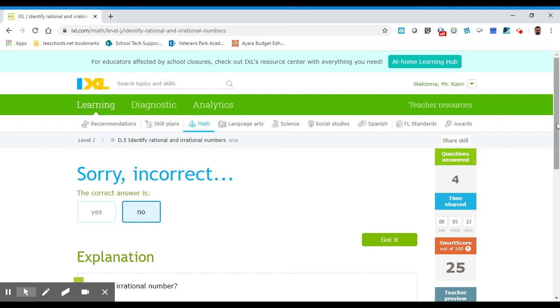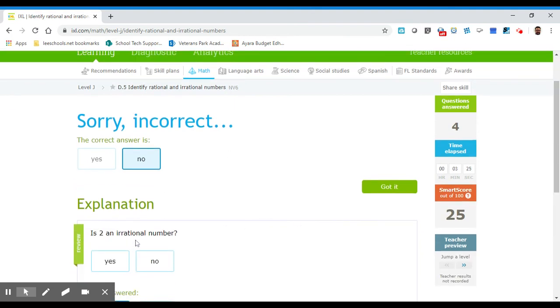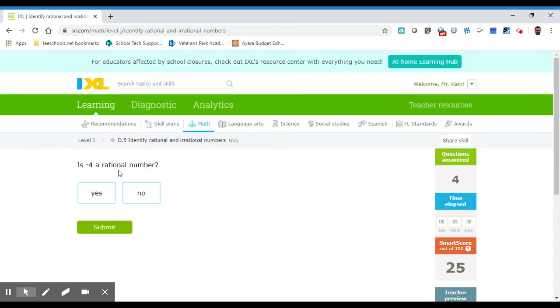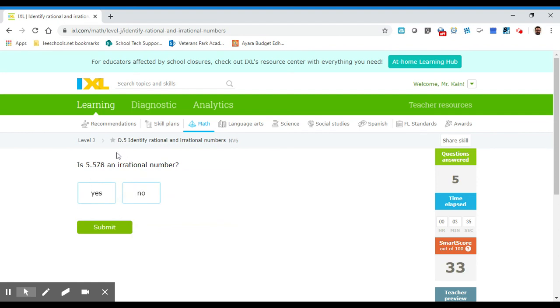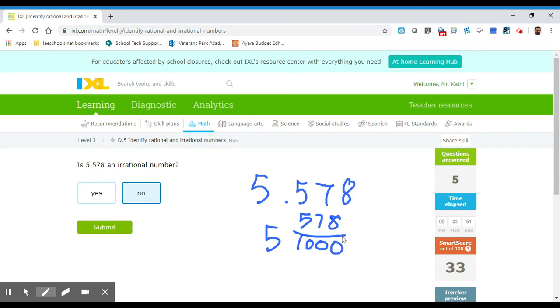Oh, wait a minute. I didn't read that correctly. Is it irrational? Oh, whoops. It is not irrational. Got it. Is this rational? Yes, it's a number. It can be written as a fraction. Is this irrational? No. Let me show you real quickly why. Ready? Watch. 5.578 is the same thing as 5 and 578 thousandths. So as soon as you can put it into a fraction, it becomes rational. So this is not irrational.